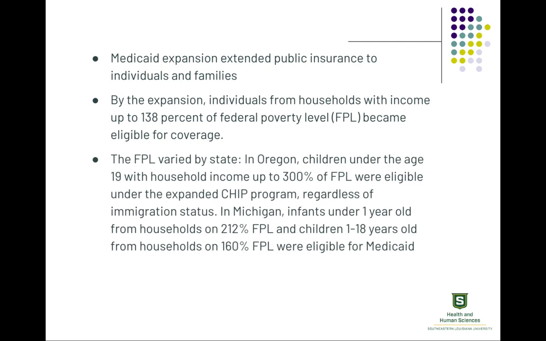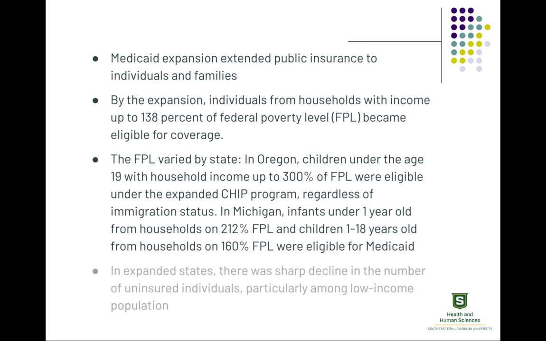But it does vary. Some states are more generous than others. For example, in Oregon, it is up to 300% of the federal poverty level, and it does not ask for immigration status. Michigan is lower than Oregon, and it also depends on immigration status. Not all states expanded Medicaid, but for states that did, some of the research is showing a sharp decline in the number of uninsured people, particularly among the low-income population.